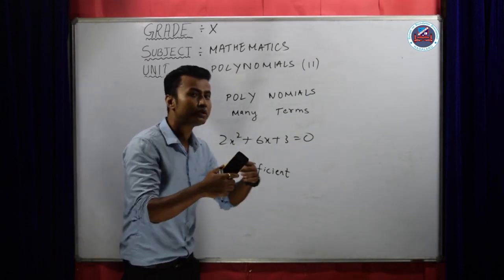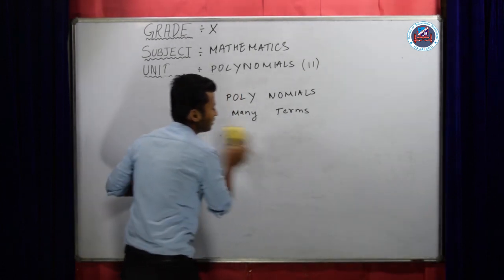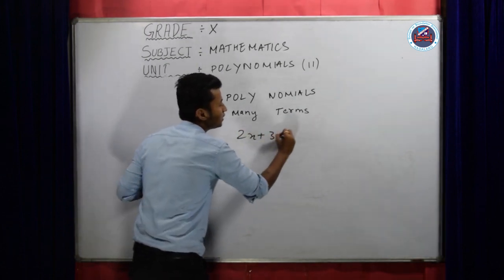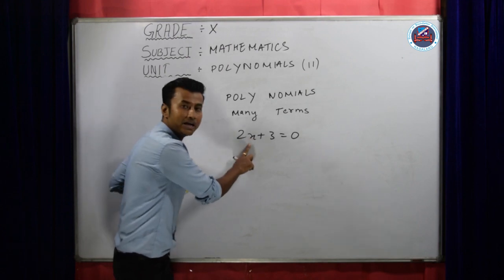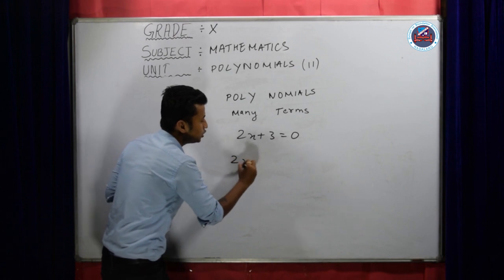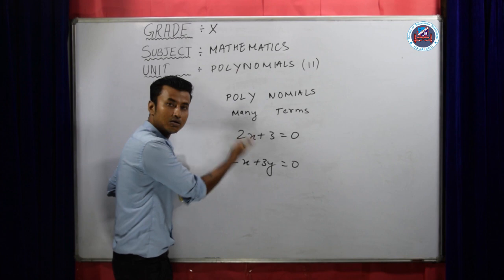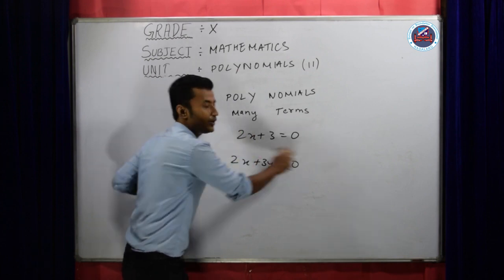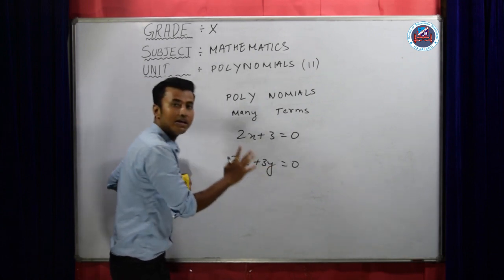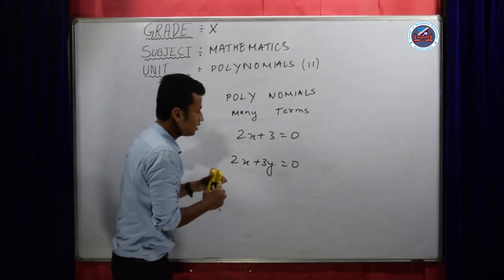Okay? Now what is the difference between one variable and two variables? Simple difference. When I say one variable, the equation will be like 2x plus 3 equals 0. There is only one variable, that is x here. When we say two variables, it will be 2x plus 3y equals 0. Obviously, there is a difference in both the equations, right? In the first equation, there is no y term, only x term. In the second equation, there are both x and y terms. Is it clear, guys? Okay.